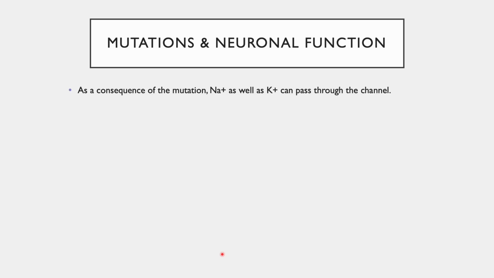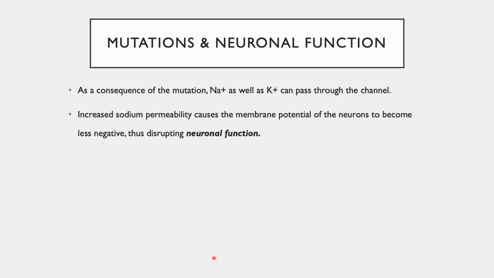As a consequence of this mutation, sodium and potassium can pass through the channel, and increased sodium permeability causes the membrane potential to become less negative. Remember that the positive cation sodium, when it comes inside of the cell, is going to induce something called depolarization, which is going to increase the neuron's ability to fire action potentials, which we'll cover more in Chapter 4.